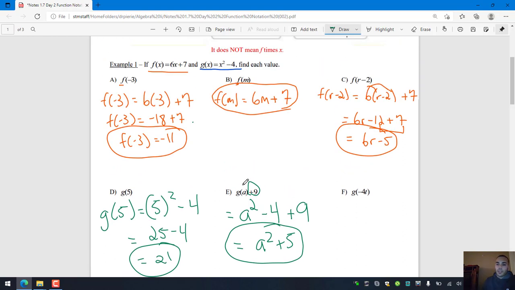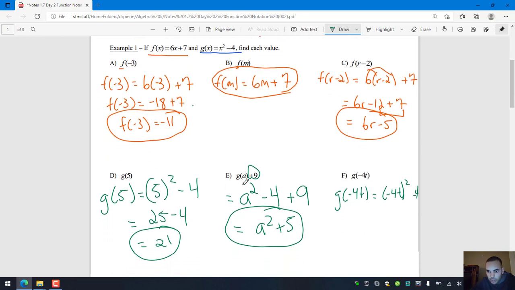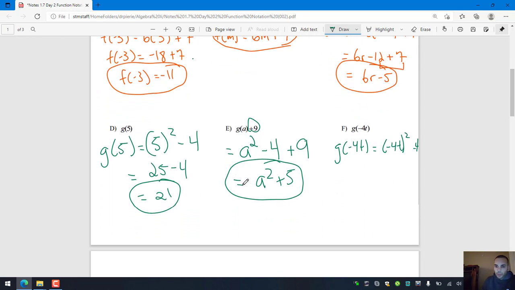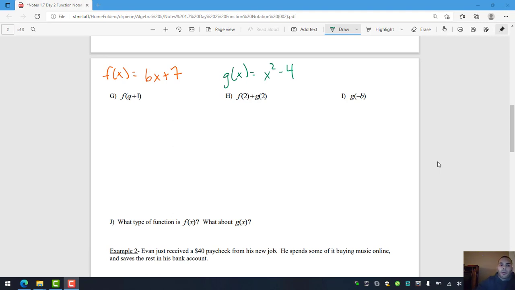And the last one, g of negative 4t. The function g, I'm using that second equation. If I'm solving for g of negative 4t, it should be negative 4t squared, super important you got that in parentheses, minus 4. Super important, exponent rules do apply here. The squared does go to both terms. Negative 4 squared becomes 16. Should have a t squared, and then a minus 4. G of negative 4t, this is my answer in simplest form: 16t squared minus 4.